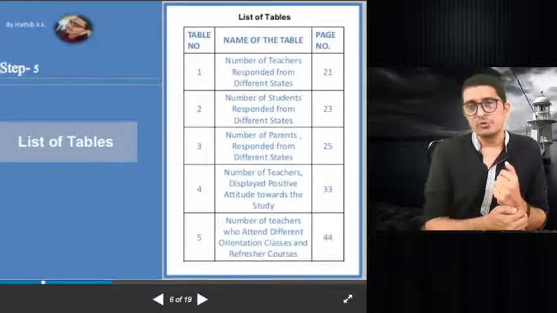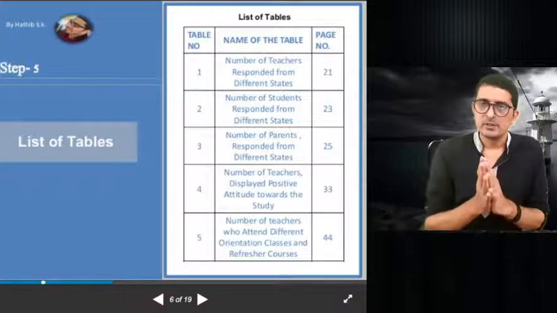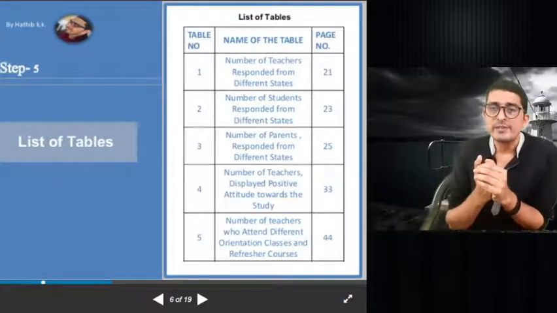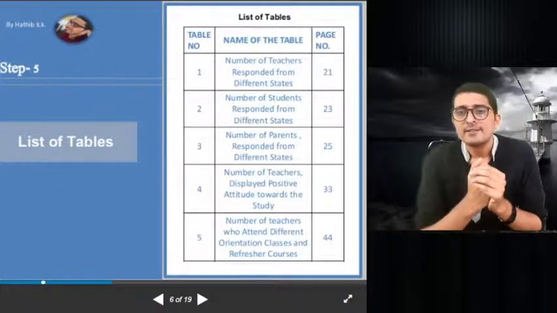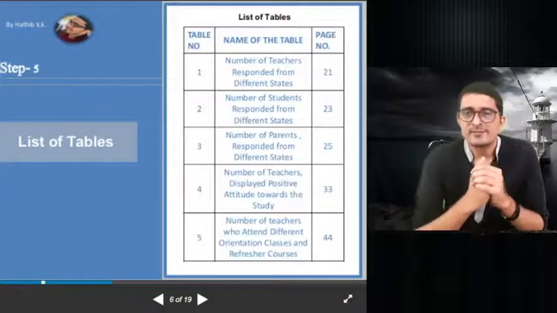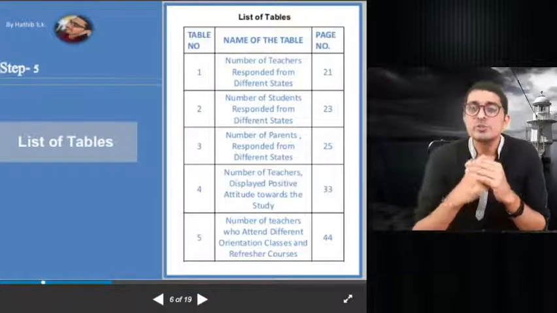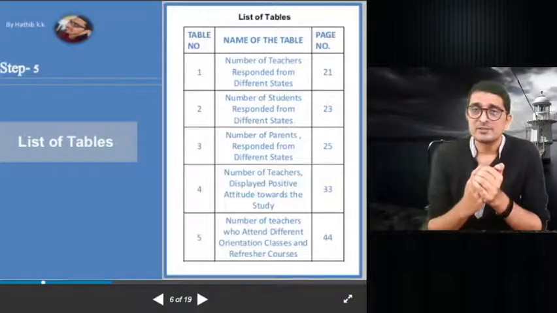Then comes the list of tables. There may be different tables in different chapters or different sections. Then you should mention all the tables at the beginning.